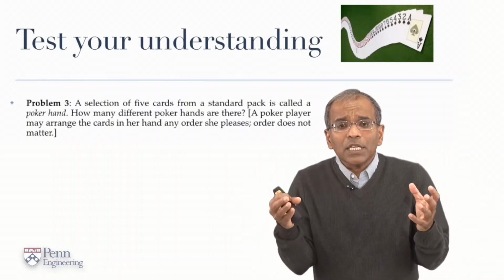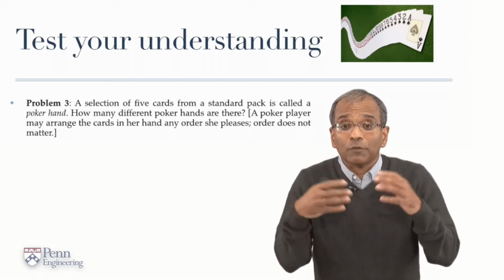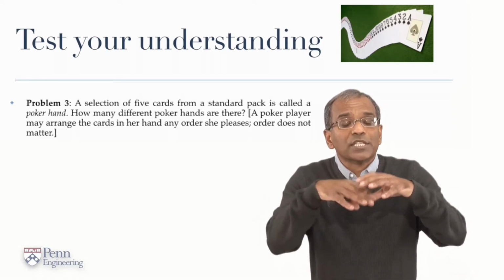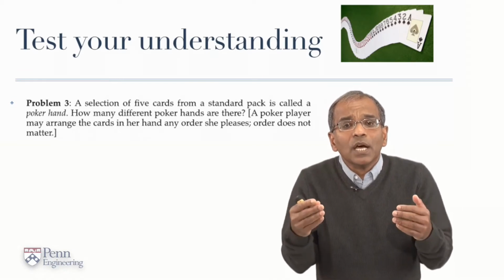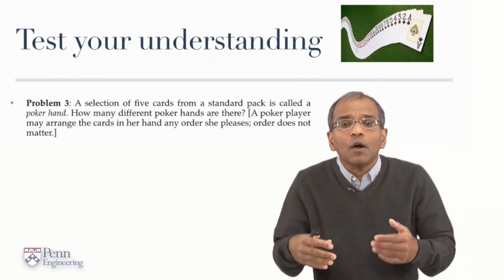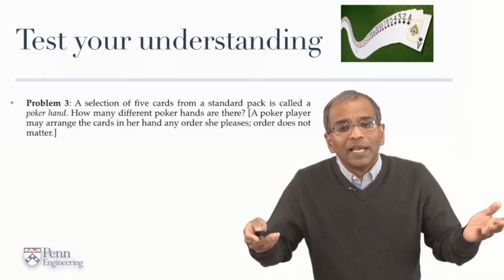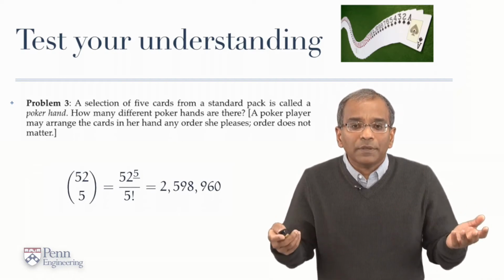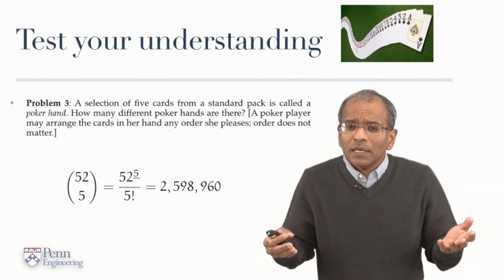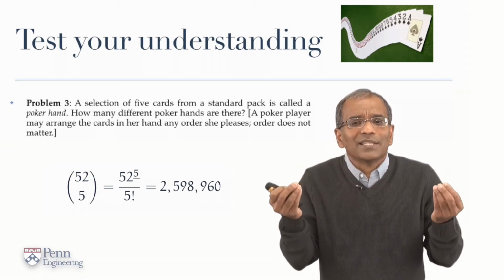When we think about this, we realize that we are specifying 5 cards out of a pack of 52. This constitutes a standard poker hand, but the order does not matter. In other words, we are choosing 5 from 52 cards. And of course, the answer inevitably is the binomial coefficient, 52 choose 5. Evaluate it, and you find there are approximately 3 million poker hands.